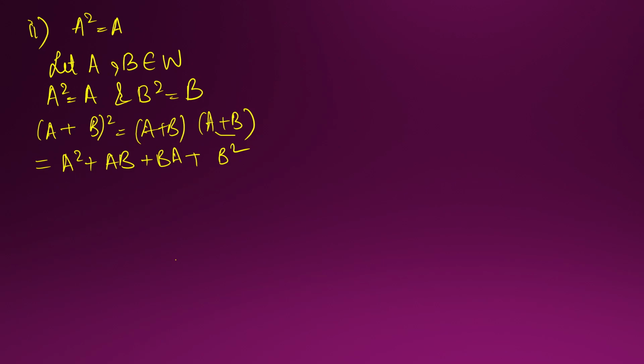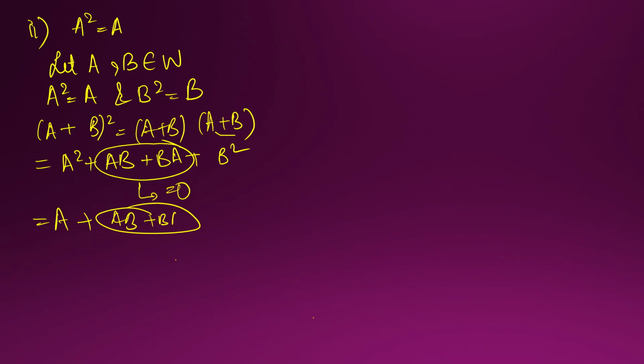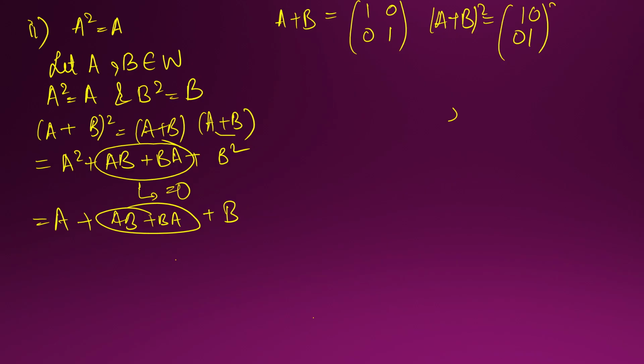Now we can say this part is equal to 0 and this part we can write as A plus AB plus BA plus B. How? Let's see. Suppose A plus B is equal to 1 0 0 1. Therefore your A plus B whole square will be equal to 1 0 0 1 square. We'll get it as 1 0 0 1.